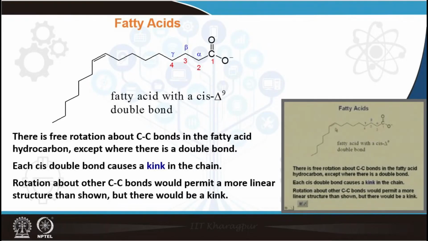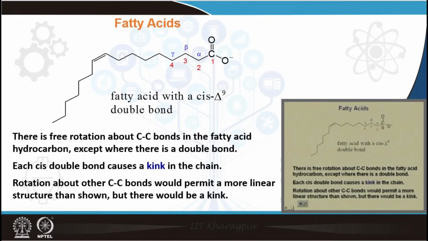Okay. So, what happens if you have this cis double bond? Here we have a single cis double bond. You see how the carbon chain has now changed direction, right? If this double bond did not exist, it would have been a nice straight chain and there could have been rotations about the single bonds. But when we have it in the cis configuration, there is a break in the chain because of the cis configuration. So, you have what is called a kink in the chain.